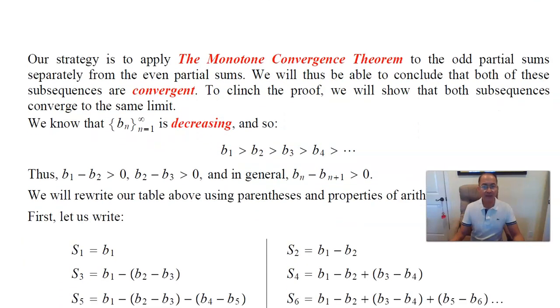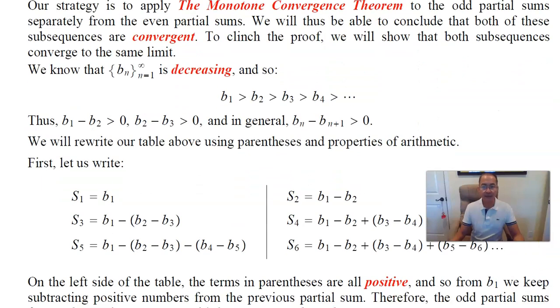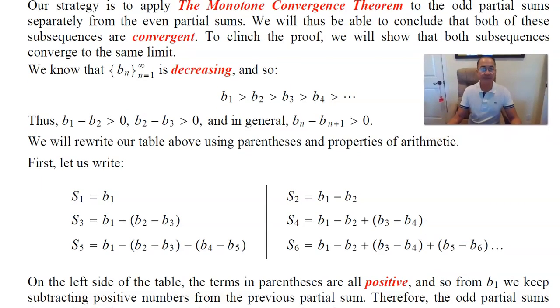So let's move on to this screen, and then let me adjust myself over here. So the key property for this part of the proof is the decreasing property of b sub n. Okay, as we said, it's getting smaller and smaller. b1 is bigger than b2, b2 is bigger than b3, b3 is bigger than b4, and so on. Okay, so we are going to rewrite the previous table using properties of arithmetic and parentheses.